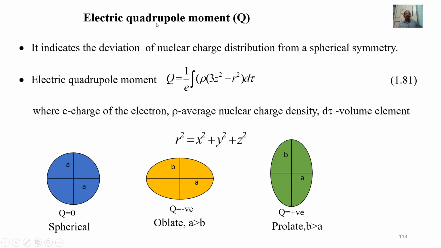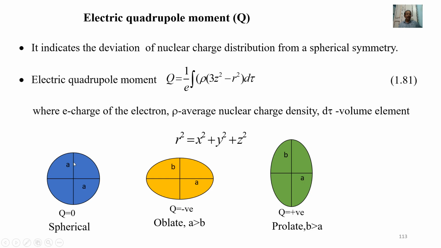Electric quadrupole moment is denoted as Q, capital Q. It indicates the deviation of nuclear charge distribution from a spherical symmetry. Electric quadrupole moment is expressed as 1/e times the integral of rho times (3z squared minus r squared) d tau. Here, e is the charge of the electron, rho is the average nuclear charge density, d tau is the volume element, and r squared equals x squared plus y squared plus z squared.